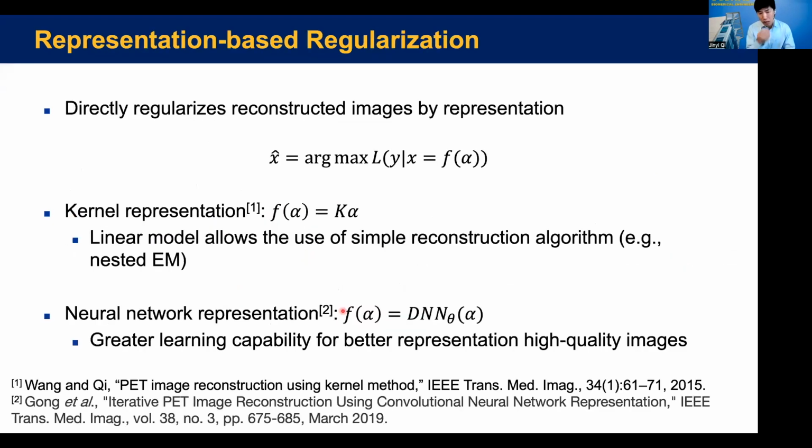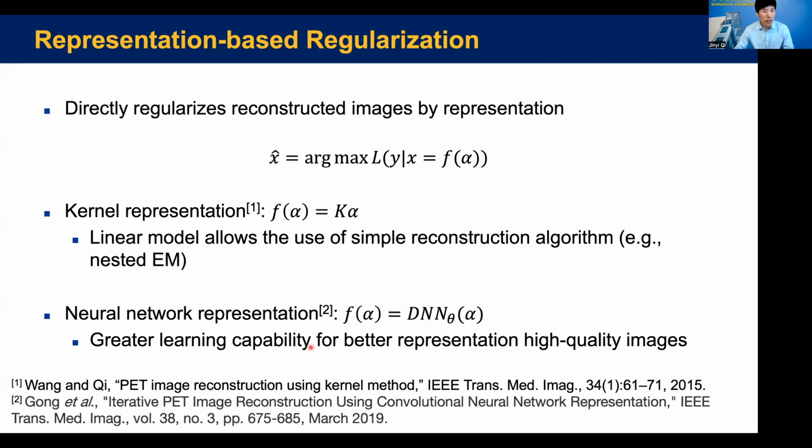So here today, I want to just focus on a different type of regularization we call the representation-based regularization. Here we want to regularize the image reconstruction by a representation function. Two examples would be, one, the kernel representation, where the image is represented by a kernel matrix multiplied by a coefficient vector. This is a linear model, so it allows us to use very simple reconstruction algorithms, such as the nested EM. And the second one is a deep neural network-based representation, where the image is represented by an output of a deep neural network.